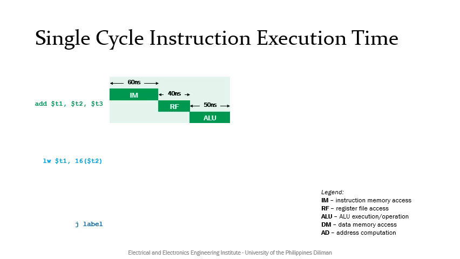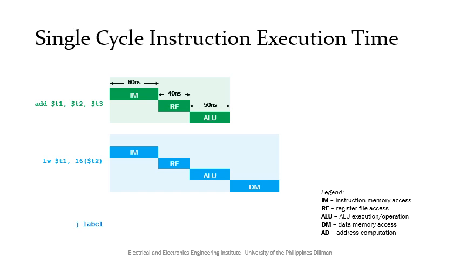Now, what are the delays we need to consider for the load word instruction? For the load word, the ALU computes the effective address, passes it to the data memory, and the data to be written only becomes available after some delay due to the data memory read access. If the data memory takes 60 nanoseconds, then the whole process will take 210 nanoseconds.